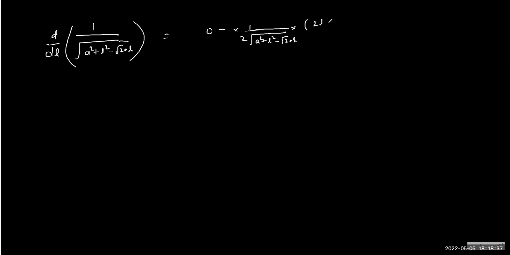So if we have 1 by under root of a square plus l square minus root 2 al, and we are trying to differentiate this entire term with l, the answer will be, you can use the division rule also. So differentiation of u, which will be 0, will be minus 1 into differentiation of this, which will be 1 by 2 root, and then we differentiate inside, which is 2l minus root 2 a upon the square. So this entire term turns out to be minus 2.